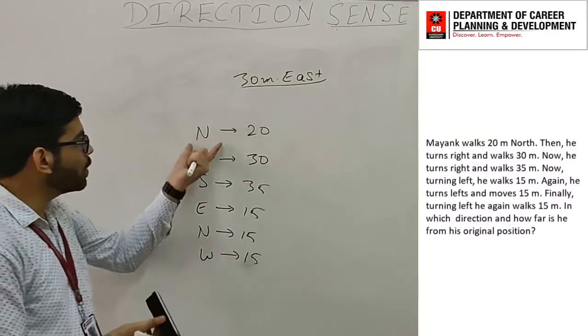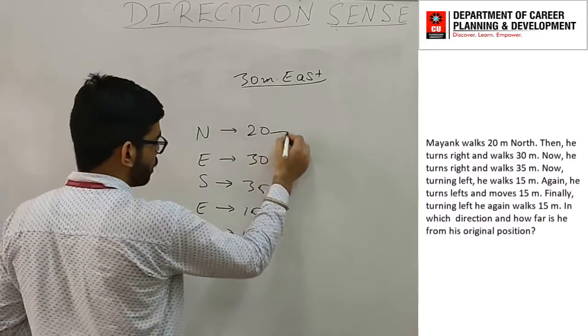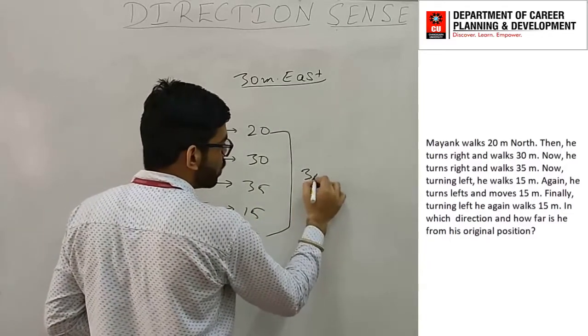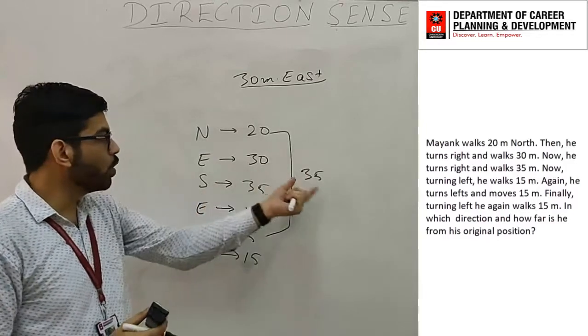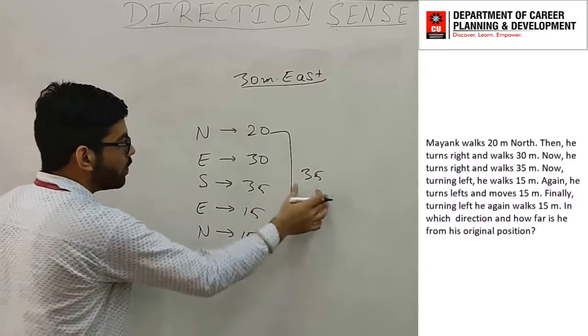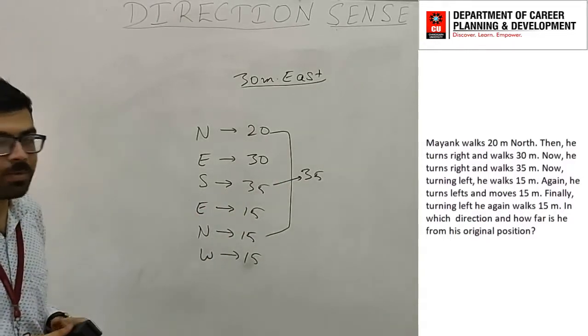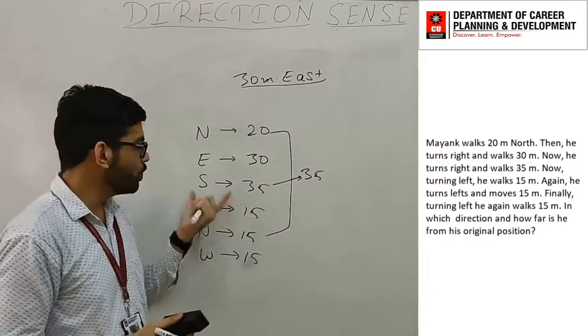Whichever direction comes twice or more than twice, we have to add the numbers, that means north plus north. 20 plus 15, this value comes out to be 35. Now, according to that method, you have to subtract north and south. So 35 minus 35. North and south directions are cancelled out. That means that person is neither in the direction of north nor in the direction of south.